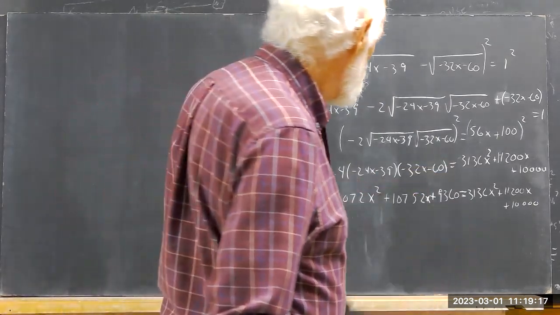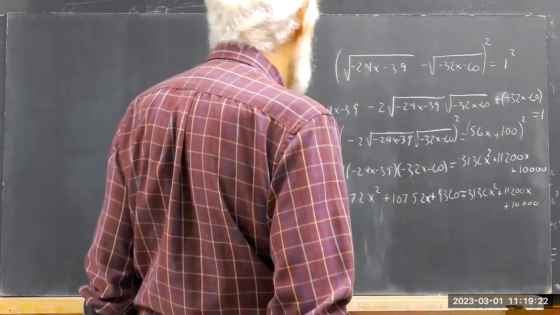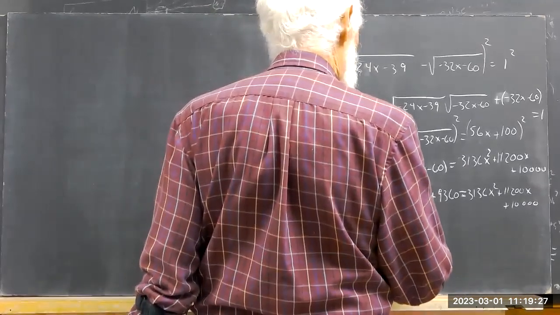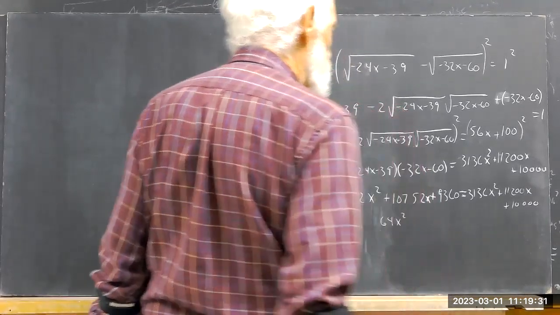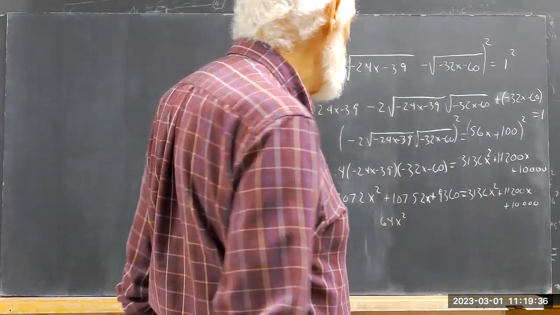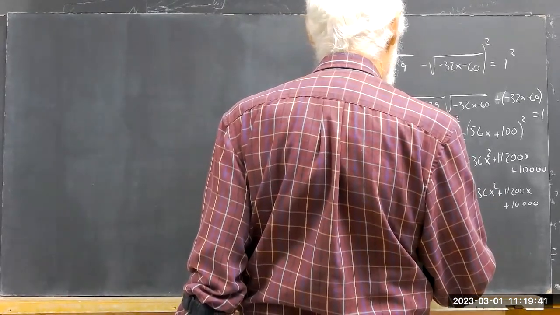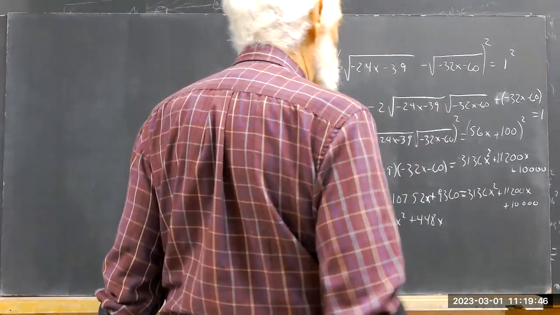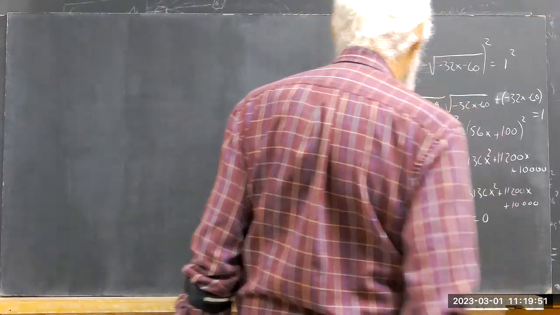The rest of it is pretty easy. If I subtract 3072 from 3136, I get 64. So I'm going to bring it over on this side. So I've got 64x squared, and then 10,800 from 11,200 is 400, so that's going to be 448. And then 640 equals 0.